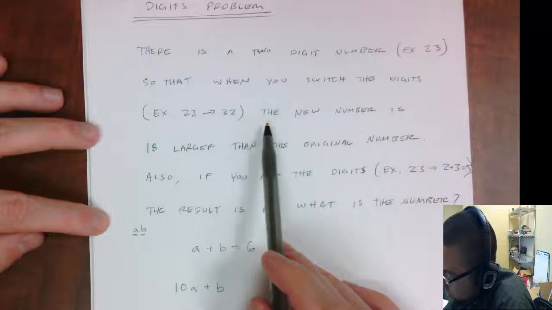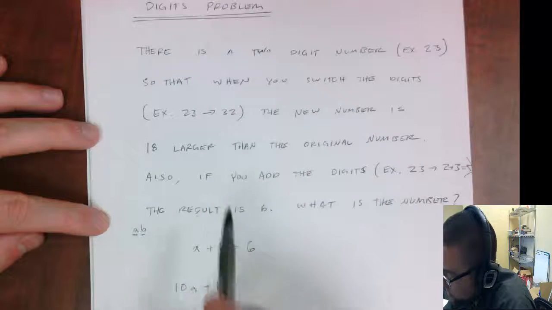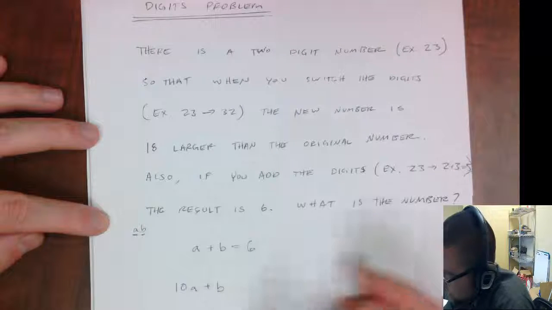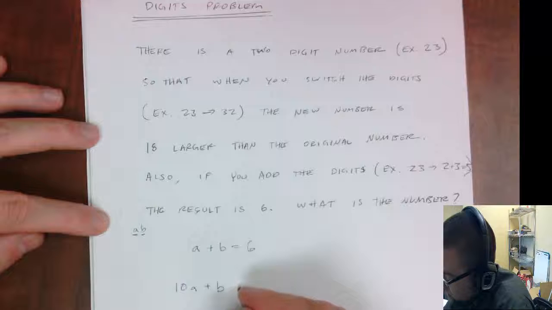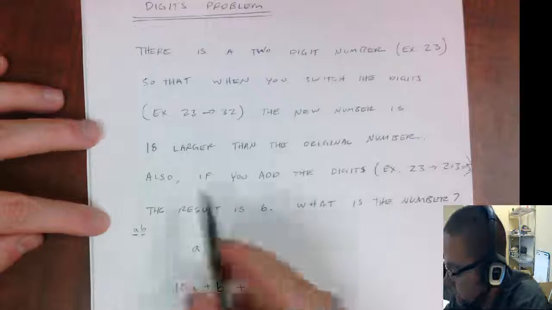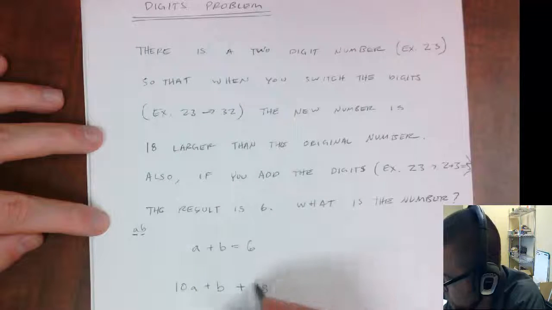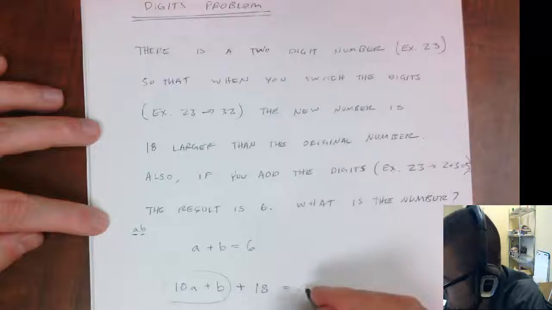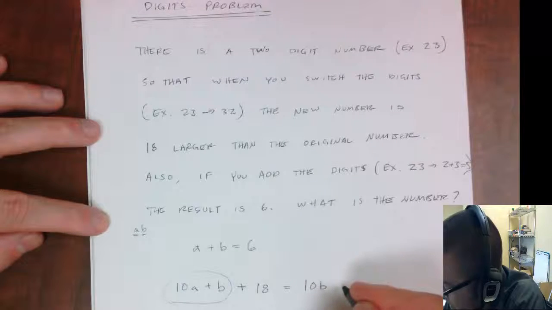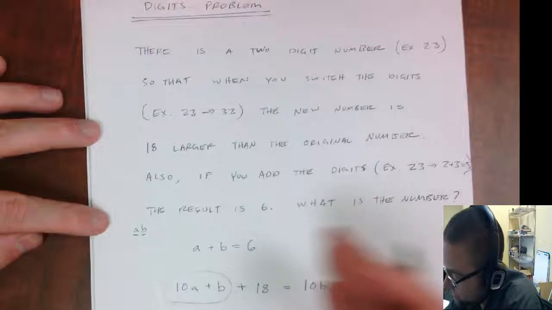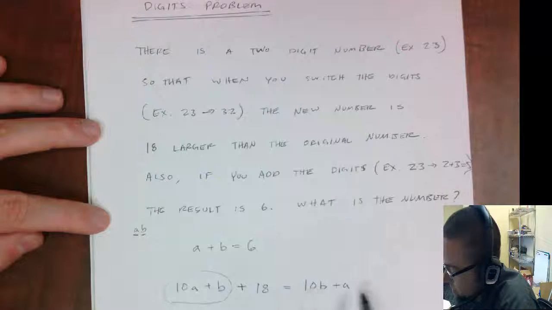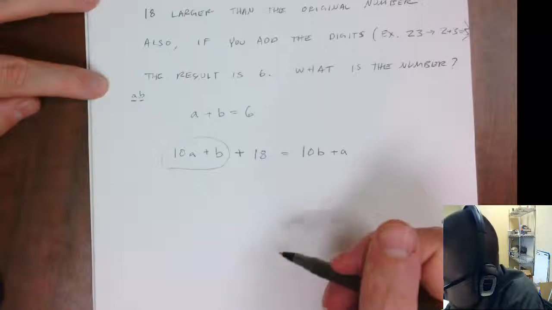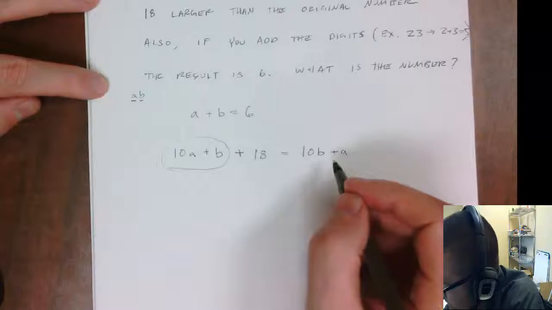The new number is 18 larger. If I add 18 to the original number, it would be as big as the new number. So the new number is 10b plus a. If I switch the digits around, the b would then be in the tens place, and the a would be in the ones place. So here's my system of equations, and let's do this one by elimination.